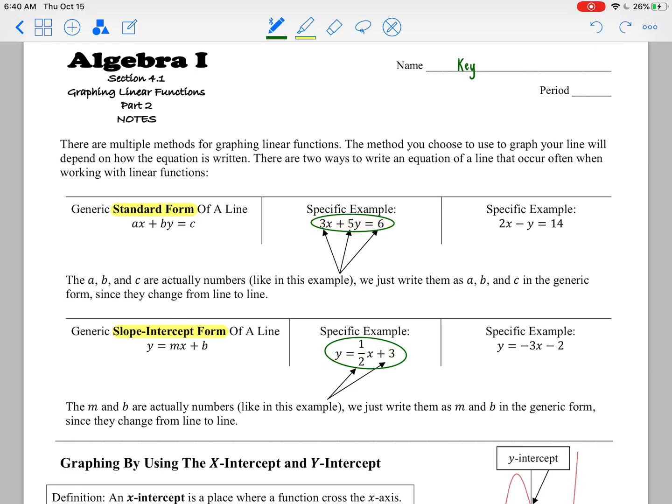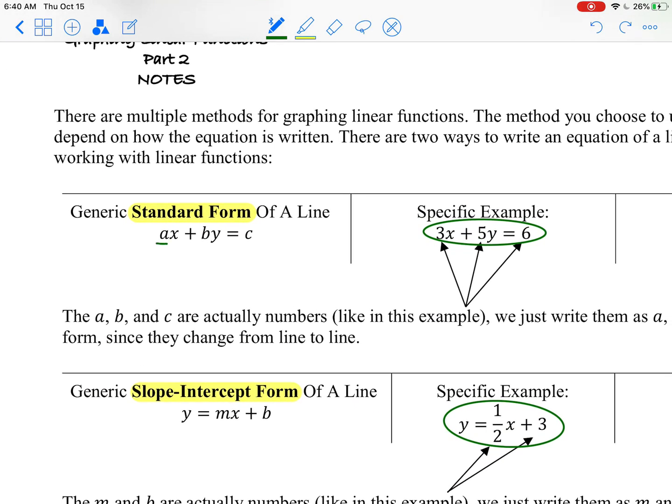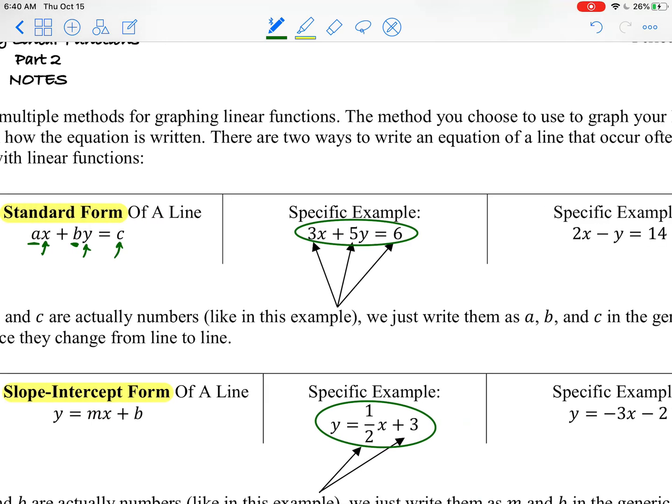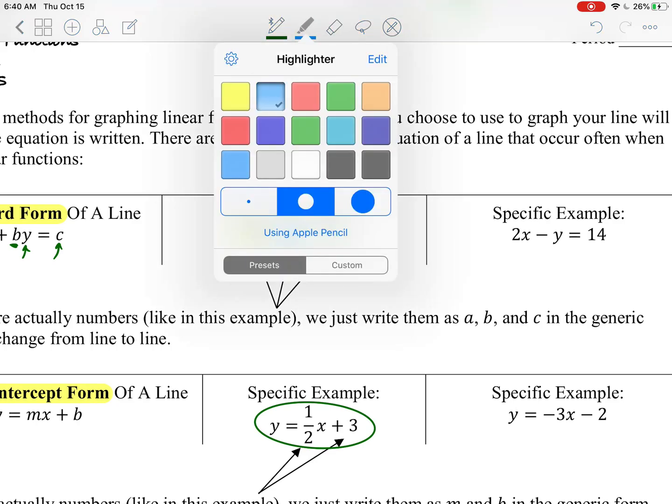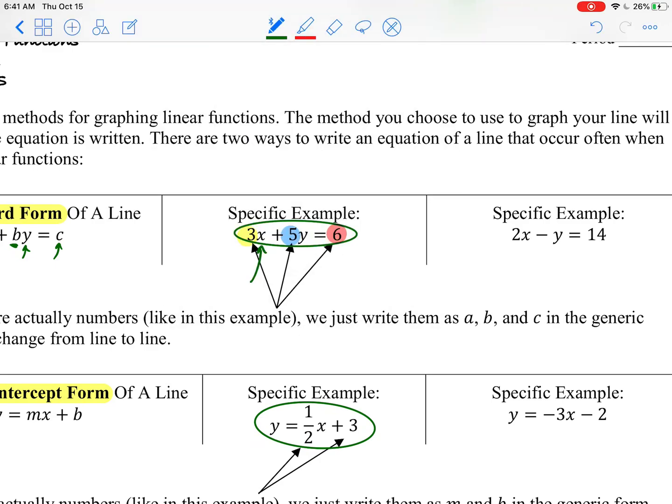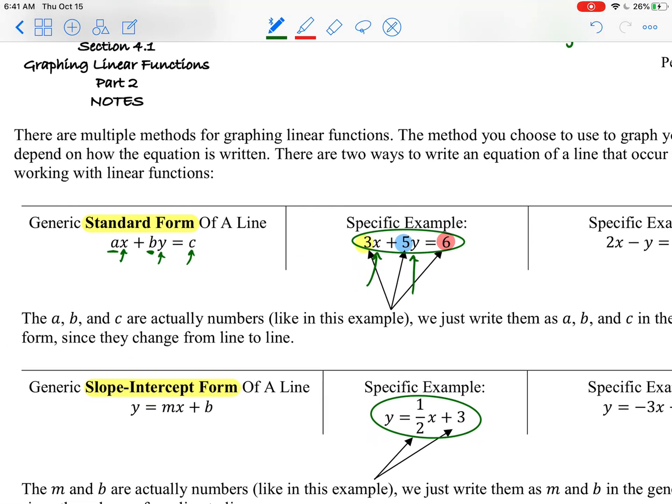So standard form is basically where you have some number in front of the x, you have another number in front of the y, and then that's equal to another number. So basically, the numbers in this case would be like 3, 5, and 6. Those should all be numbers, and then the x and the y should still be letters. So that's called standard form. You'll see that a lot. This is a really common way to write the equation of a line, and there are many scenarios where it makes sense to write it like this.